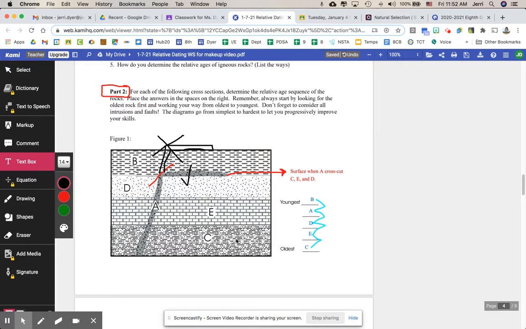So we're saying that E is younger than C. What law do you think would apply there? If you said superposition, you would be correct. D is younger than E. What law applies there? Again, superposition would be correct. What about A cutting through D? This would be cross-cutting relations. And then the last one here, B is formed on top of all the rest. You're right, that would be superposition.